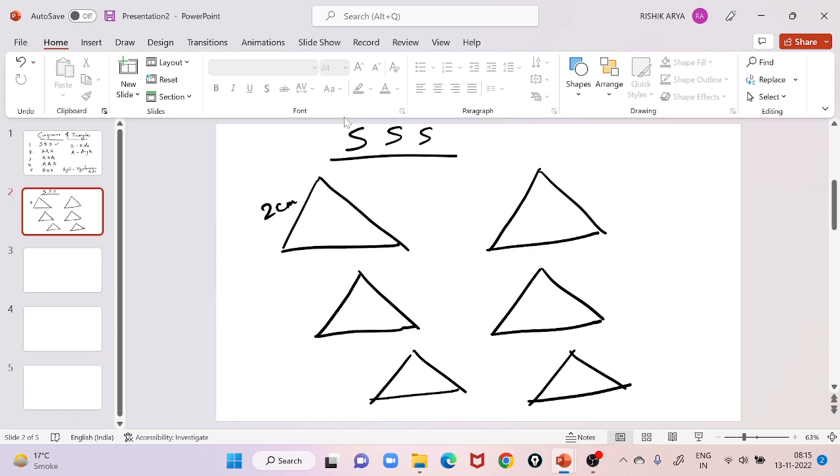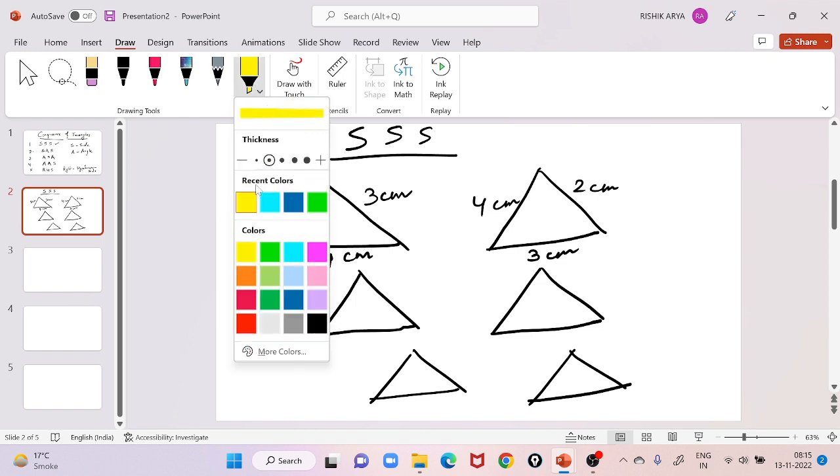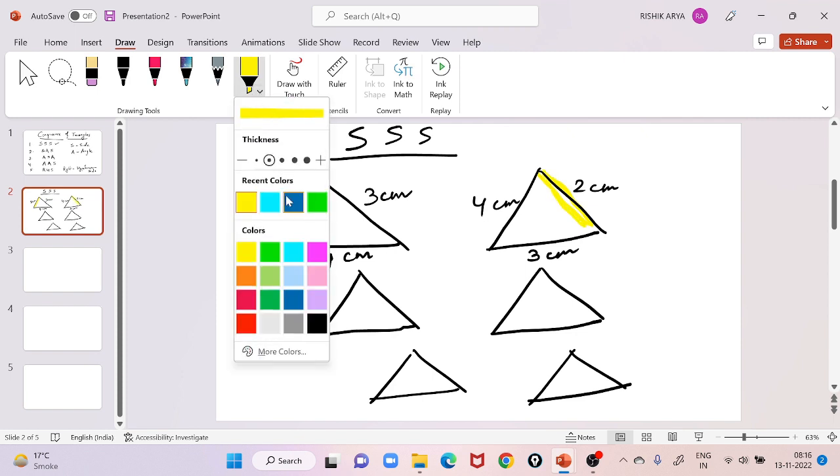For example, this is 2 centimeter length, this is 3 centimeter, and this is, for example, 4 centimeter. Okay, here it is 2 centimeter, 3 centimeter and 4 centimeter. So how can we come to the conclusion that the two triangles are congruent using the SSS criteria? You can see here that this side is 2 centimeter length, and in this triangle also 2 centimeter length is there, so both sides are equal to one another.